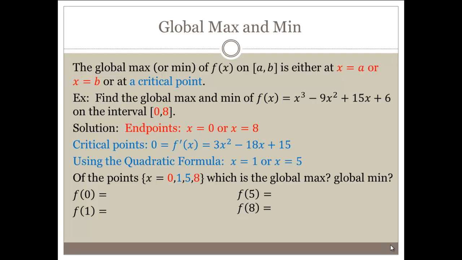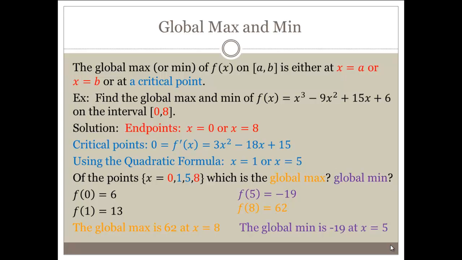So evaluating, we find that f of 0 is 6, f of 1 is 13, f of 5 is negative 19, and f of 8 is 62. So this means that the global maximum is the value 62, and it happens at x equals 8. The smallest value of f, the global minimum, is negative 19, and it happens at x equals 5.